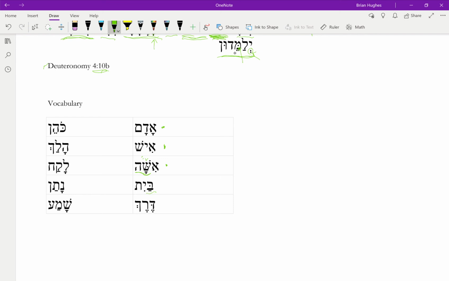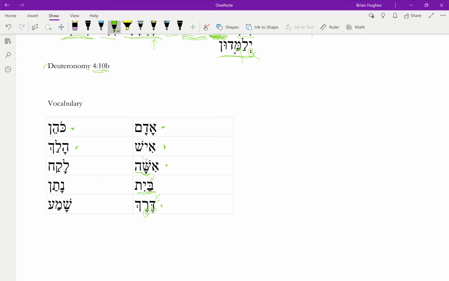Bayit is house or temple, and the accent is here. Bayit, on the first syllable. Derech is this last one, or the fifth one here, and the accent is here. It's a segolate noun. It's segol, segol, two segols. Kohen. This is the word for priest. Somebody spotted that in our last online conversation.